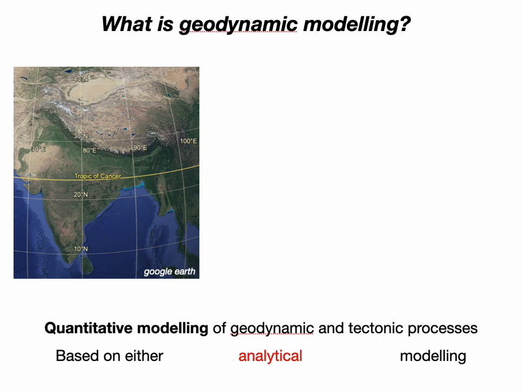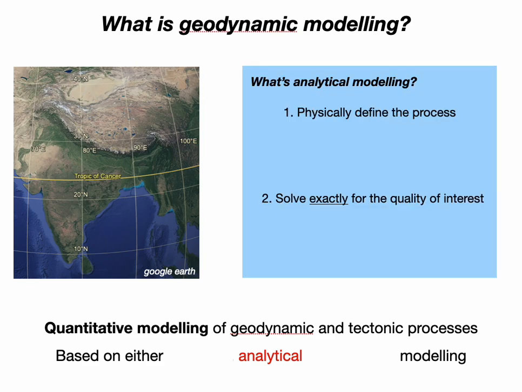A second type of modeling is analytical modeling. What does analytical modeling consist of? First, you need to physically define a process. So this means basically we need to have equations, and we are going to solve for these equations. We solve for the variable of interest from the equation here.